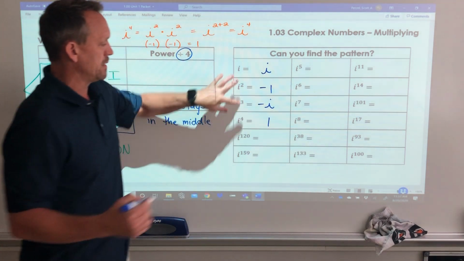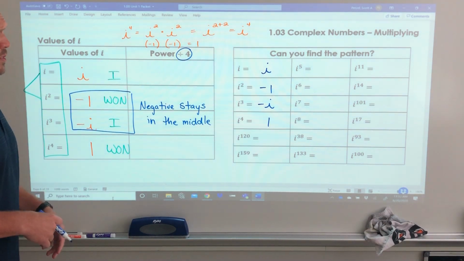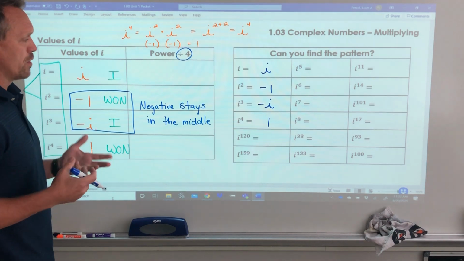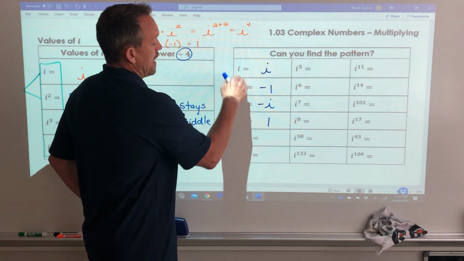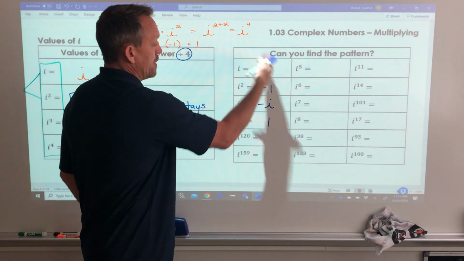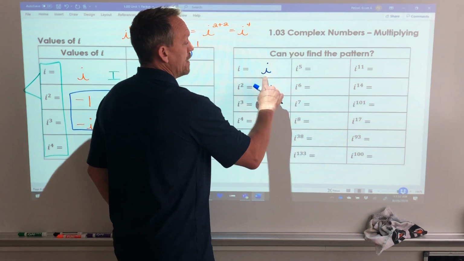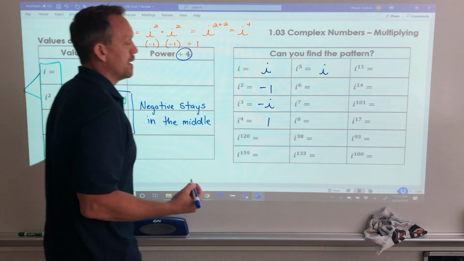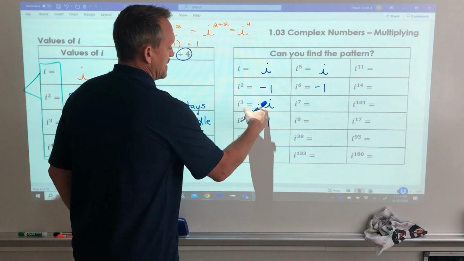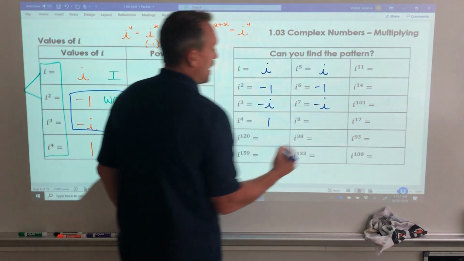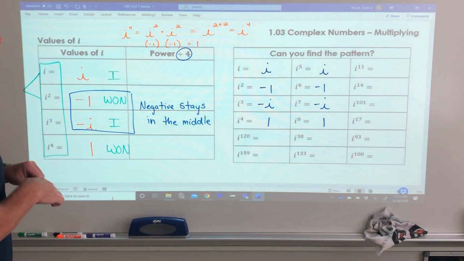Negativity on the inside, then 1. So basically, if we think about it in those terms, it's a loop. So the next one after i to the 4 being 1: i to the 5 will simply be i again, i to the 6 will simply be negative 1, i to the 7 will be negative i, and i to the 8 will be 1. So the question begs, why?